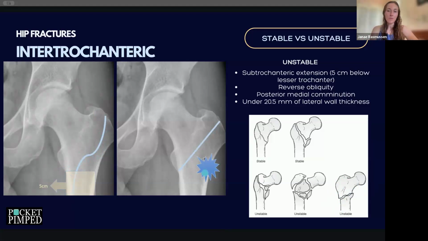Another one is posterior medial comminution, and that's what's depicted in this image here. When you have posterior medial comminution, it can make it much harder for you to get fixation, and it has a much higher risk of hardware failure. And then also what we call lateral wall thickness. When you don't have enough lateral wall thickness, that also can lead to increased hardware fixation failure.